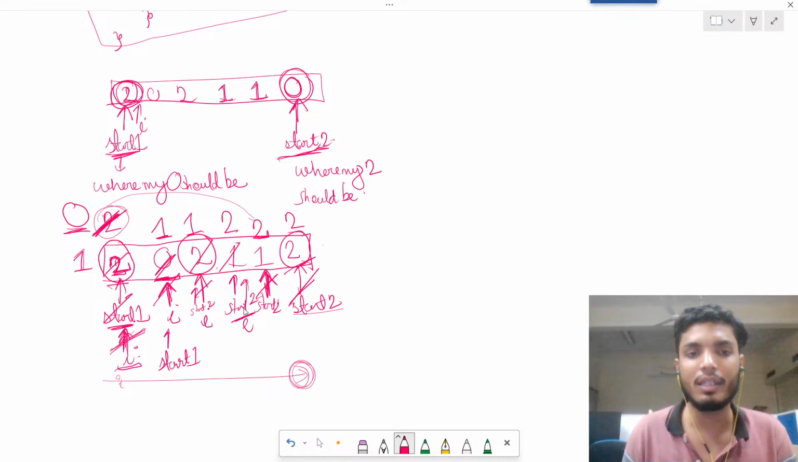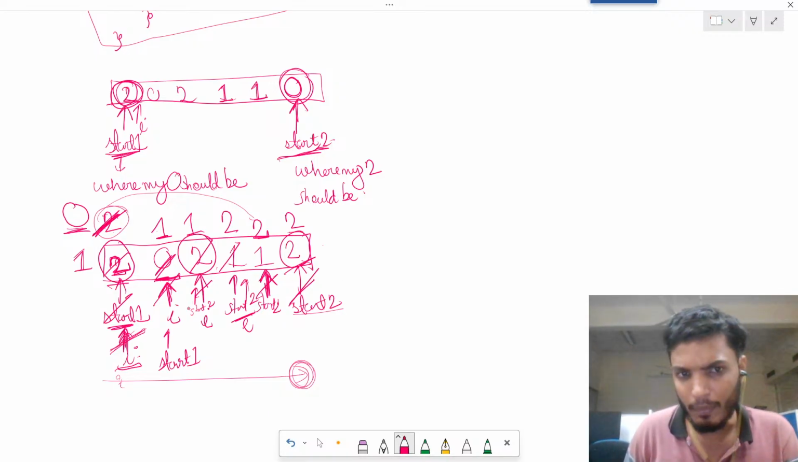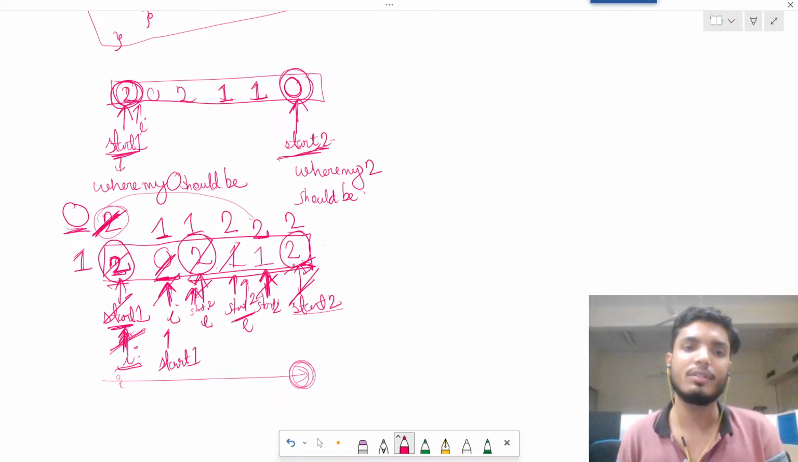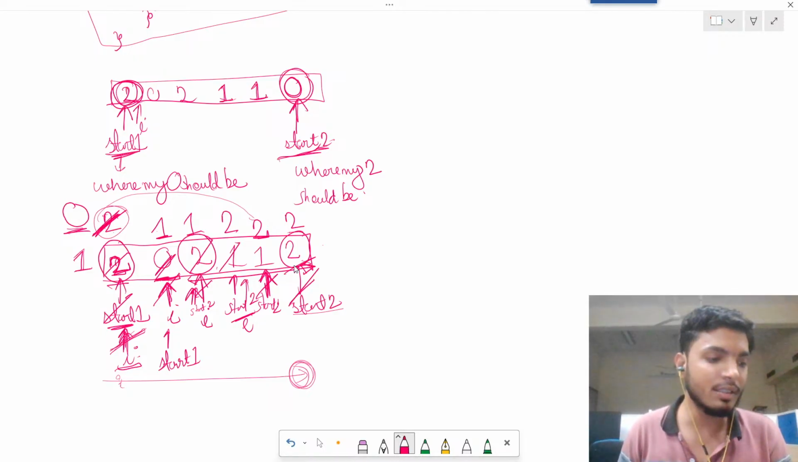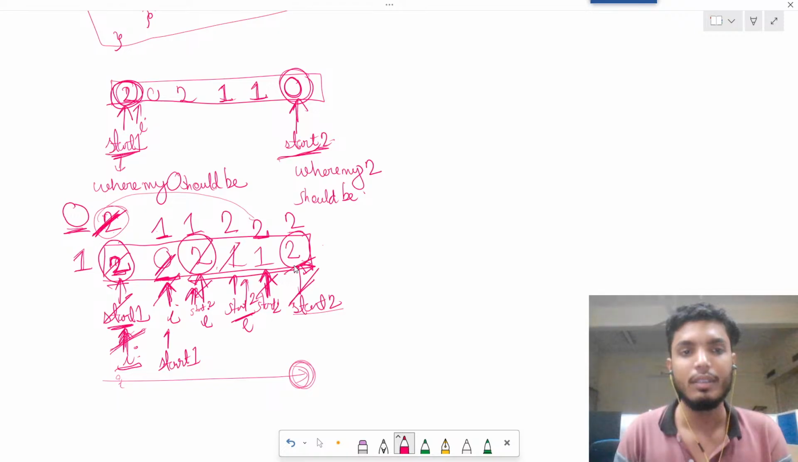I has crossed start 2. Start 2 indicated where we have to put the 2, on the right. But start 2 is here, which means all these positions already have 2s, so that is why I won't find anything else, so that is the reason I will be stopping at that point.